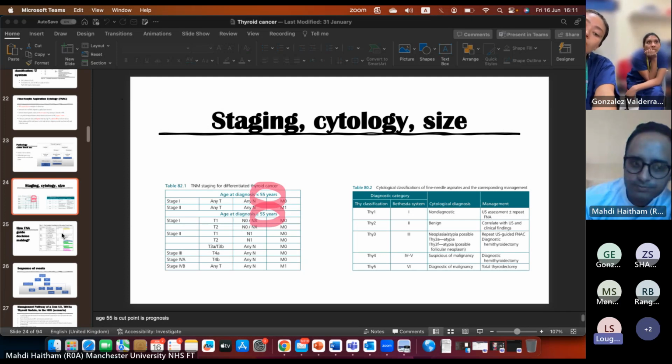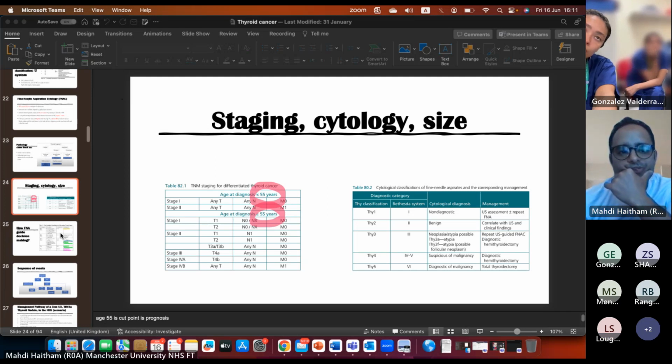And you've got the thigh there. So thigh 2 is obviously benign, and that's pretty sensitive. That's about 95 to 98% correct. Has a very good positive predictive value.